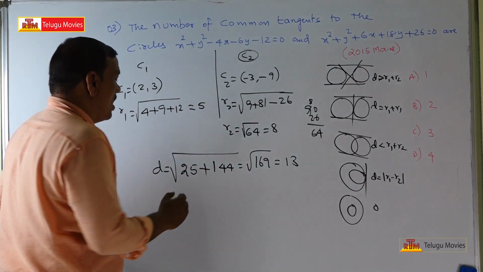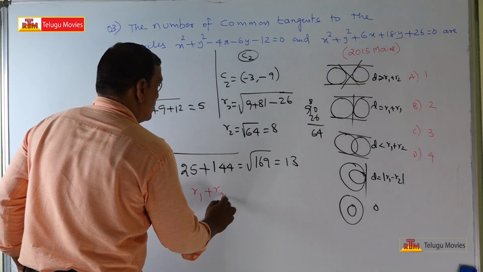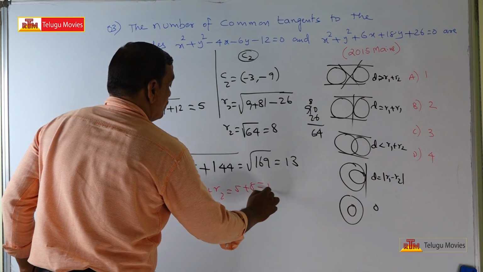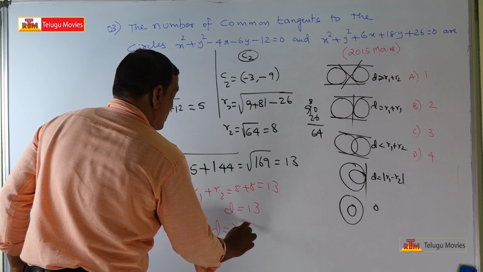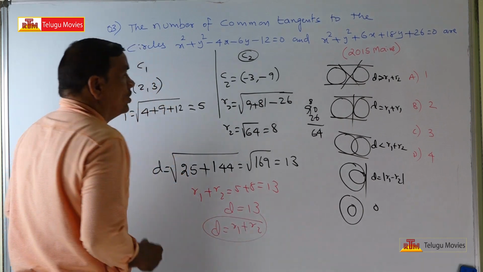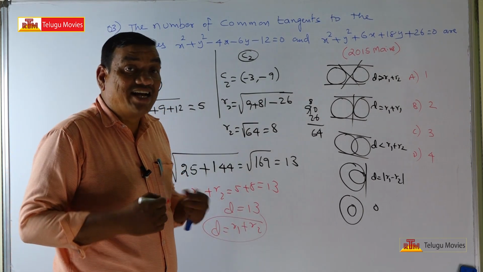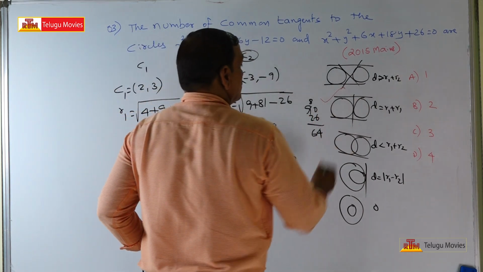If you observe, R1 plus R2 is equal to 5 plus 8, which is 13. The D value is also 13. So D is clearly equal to R1 plus R2. Therefore, the two circles touch externally.